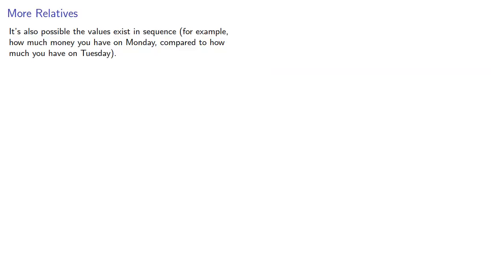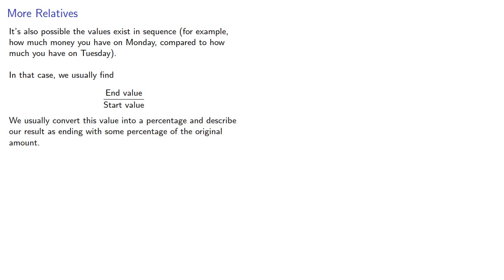It's also possible that the values exist in sequence. For example, how much money you have on Monday compared to how much you have on Tuesday. In that case, we usually find the end value divided by the start value. We usually convert this value into a percentage and describe our result as ending with some percentage of the original amount.